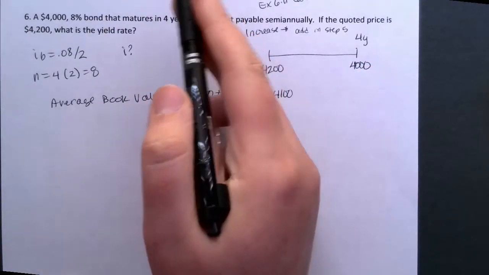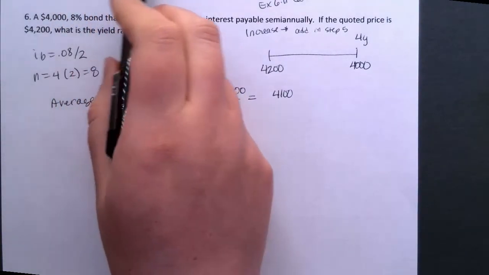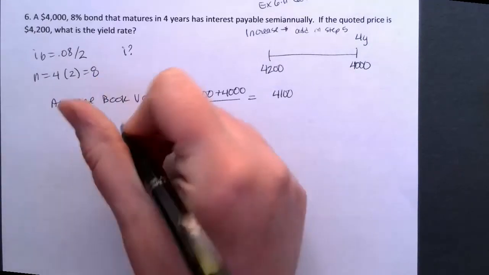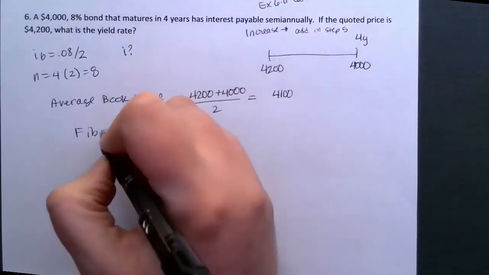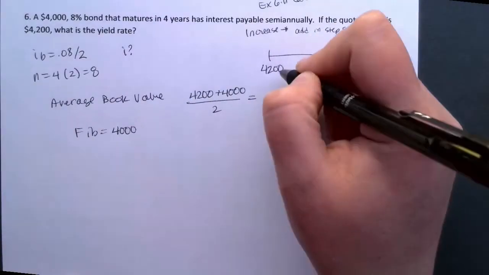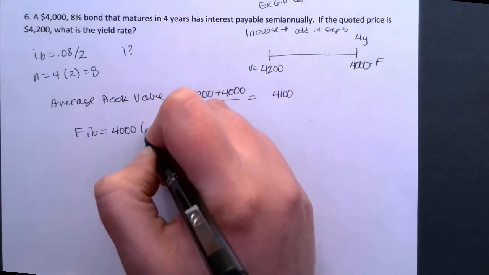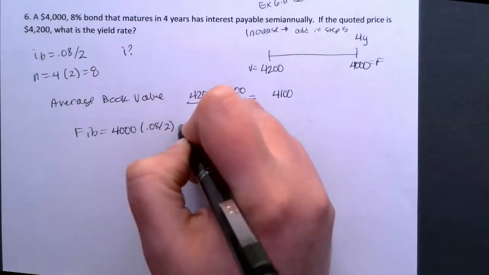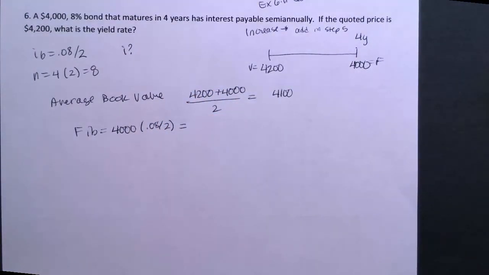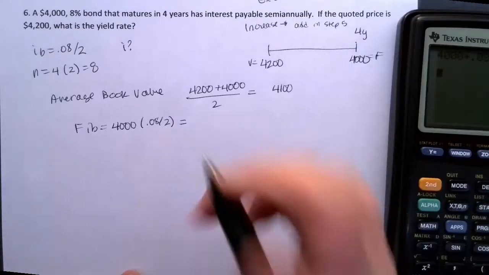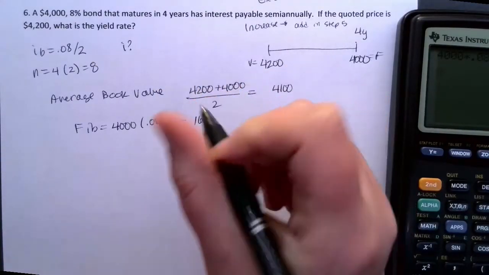The average interest earned in book value is the Fi_B. So Fi_B is going to be our 4,000 because that's our F here. So this is our V. This is our F. 4,000 times 0.08 over 2. When we do that on our calculator, we get 160. So that's step 2.